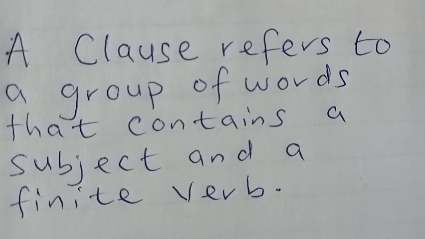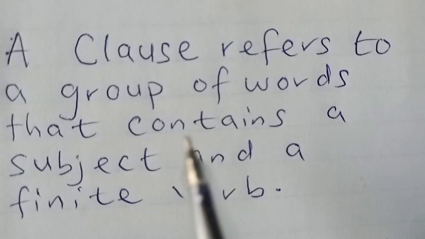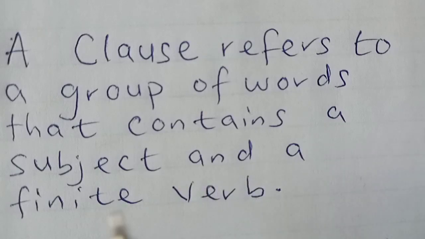Now, a clause refers to a group of words that contains a subject and a finite verb. Now we have two key terms here: subject and finite verb. For those who don't know, the subject in this context in grammar means the performer or the instigator of an action, the doer of an action.